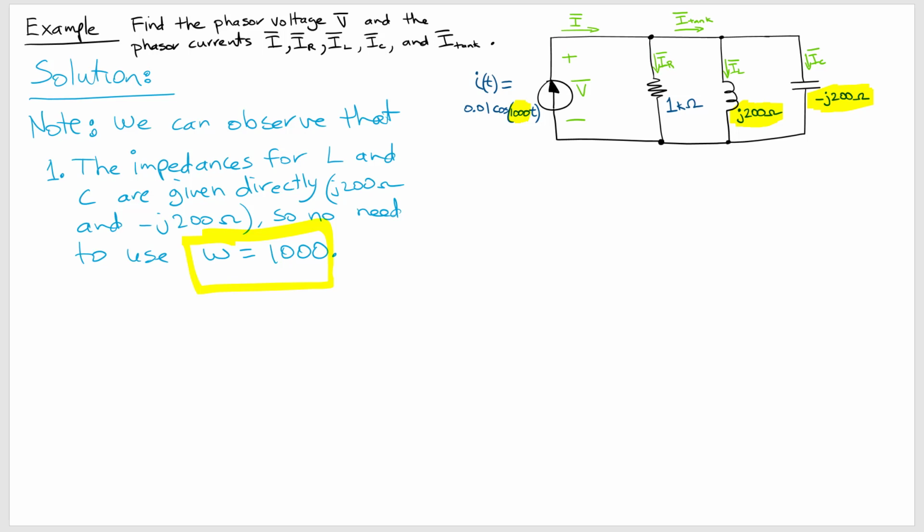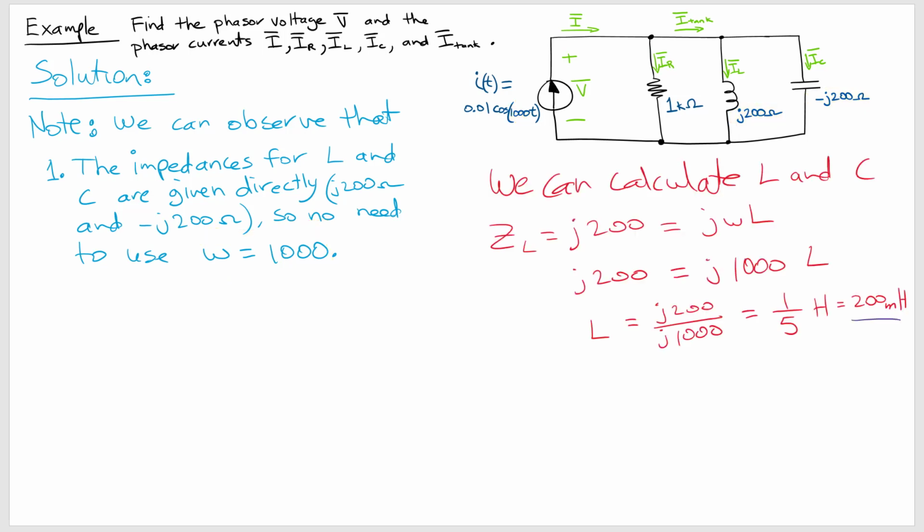Okay, but let's just say we wanted to calculate the values for those components anyway. So if we wanted to find out what L is, we know that the complex impedance of ZL is j200. And we know that ZL is equal to j omega L. So we know what omega is, we know what ZL is, and then we can solve for L. Okay, and then this simple calculation gives us a value of 200 millihenries. So if we want to find the actual value for the inductor, this is how we could do it.